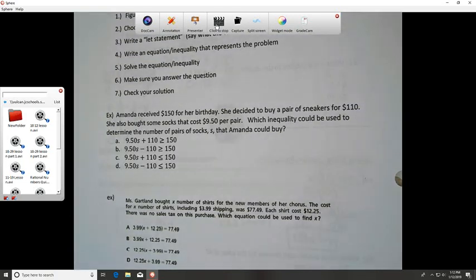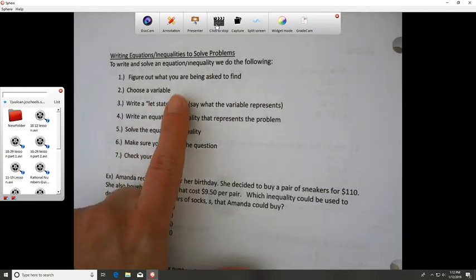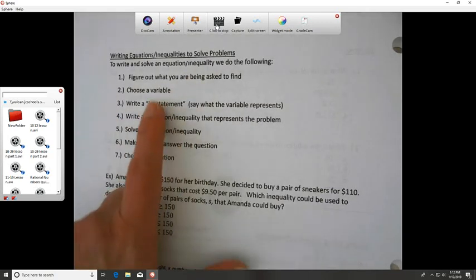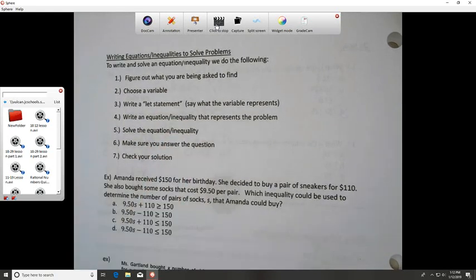The other thing that's on the quiz tomorrow, like I said, is taking a word problem and writing your own equation or inequality to solve it. So our steps when we do that are right here. So first, figure out what you're being asked to find. Choose a variable and write a let statement. Write an equation or an inequality that represents the problem. One big thing there is if it's a show your work question, you have to make sure if it says to write an equation, that you're writing an equation with an equal sign. If it says inequality, you're using a less than or a greater than, not an equal sign. Once you have your inequality or your equation written, then you're going to solve it.